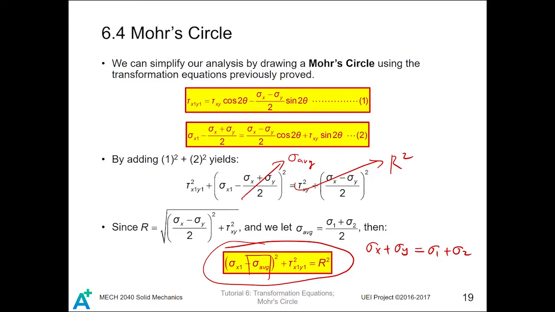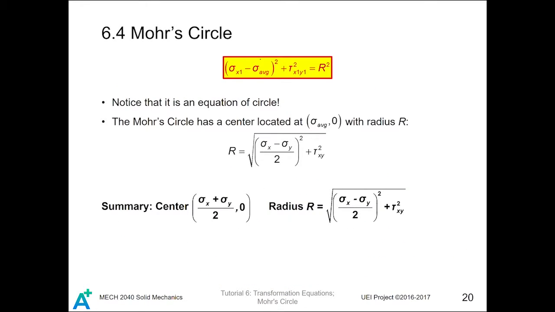Notice that r squared is a constant. Notice that here sigma average is a constant, r is also a constant. The variables inside the circle are sigma x1 and tau x1y1. Then you can observe that it is an equation of a circle. The Mohr circle has a center located at sigma average, 0 with the radius r. By using the knowledge you learned in secondary school about the equation of circles, and recall that r equals this stuff. In summary, when you want to draw a Mohr circle, bear in mind the center and the radius.